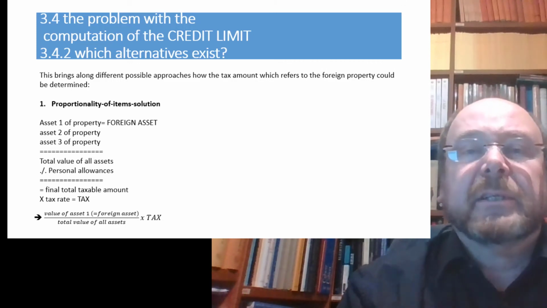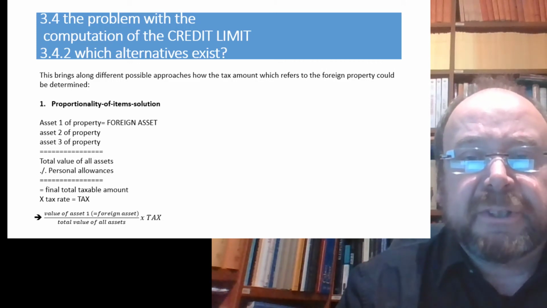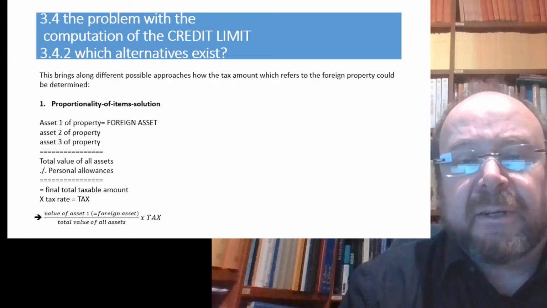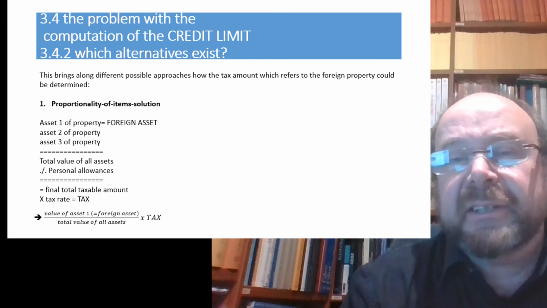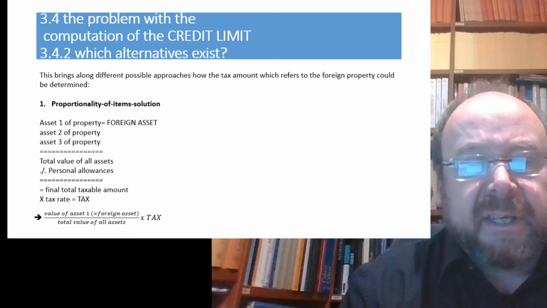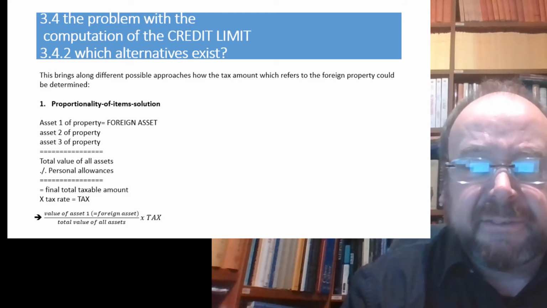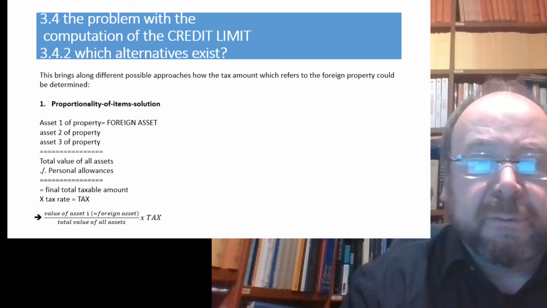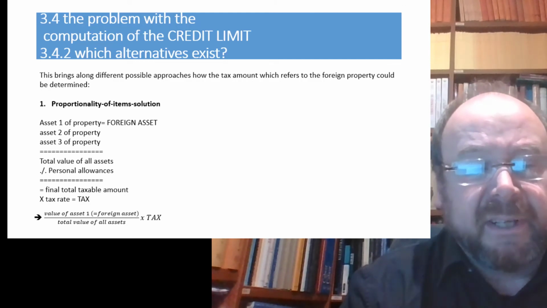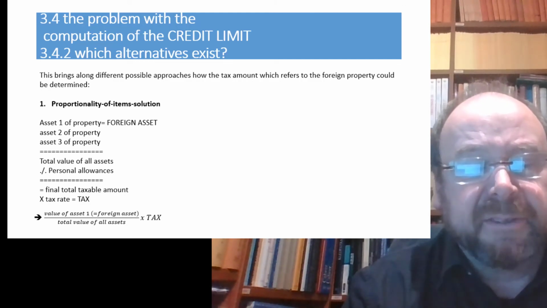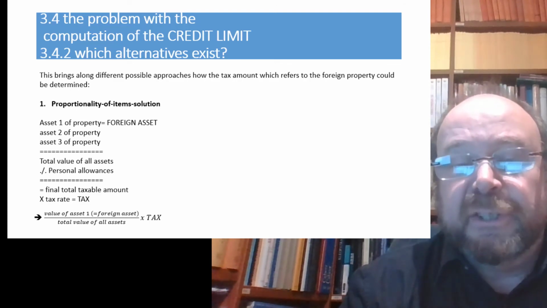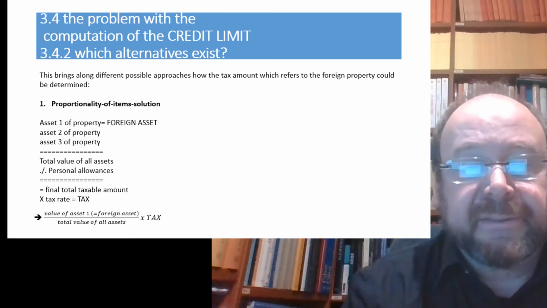The first is you just look to the total tax which is due in your state of residence, and then you make a conclusion based on the proportion of the foreign items in relation to all items. So, for example, let's say asset number one is a foreign asset, then you have also two other assets, 2 and 3. Then you have a total value of all assets. You deduct personal allowances. You have a final total taxable amount. You take it times your applicable tax rate and you get your tax, your tax on your whole inheritance.